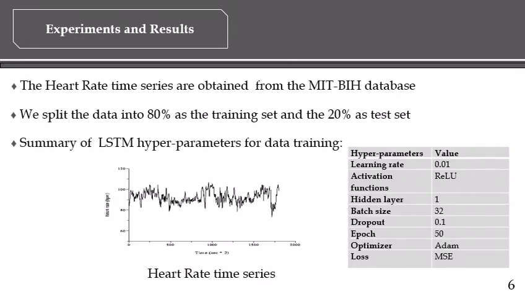Here we apply the proposed approach using the heart rate time series obtained from the MIT-BIH database, and we use an LSTM neural network with a sliding window size of 60. The main hyperparameters of the model are summarized in this table. We implemented the prediction using the Keras library in Google Colaboratory, and then we tested the performance by predicting the values of testing data and comparing with actual data.